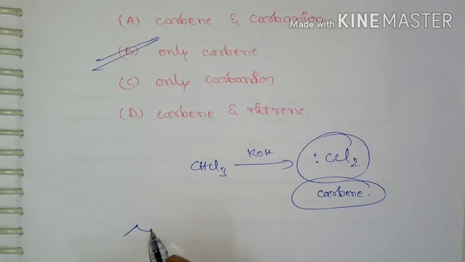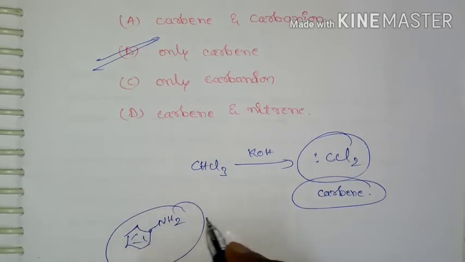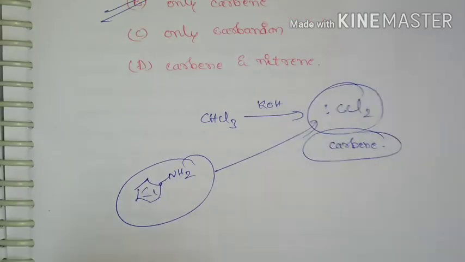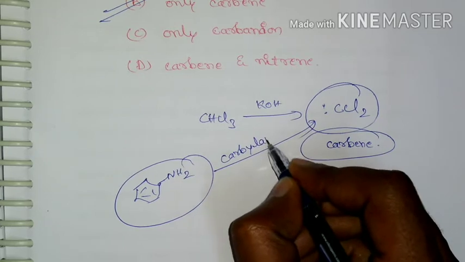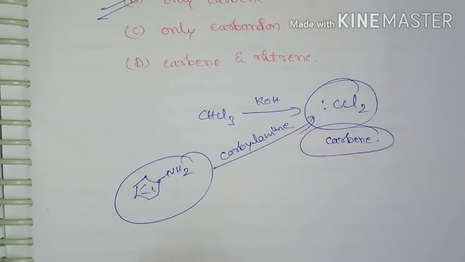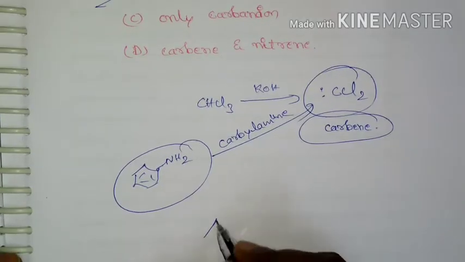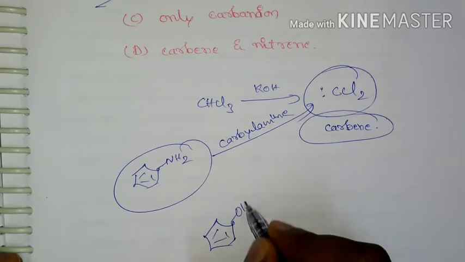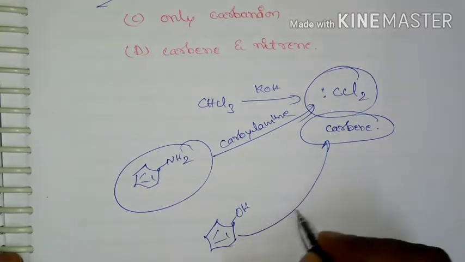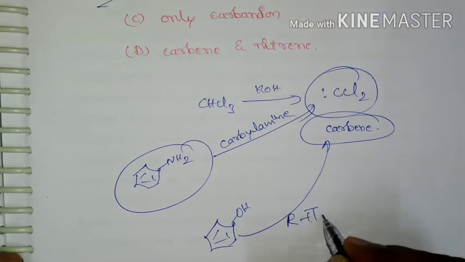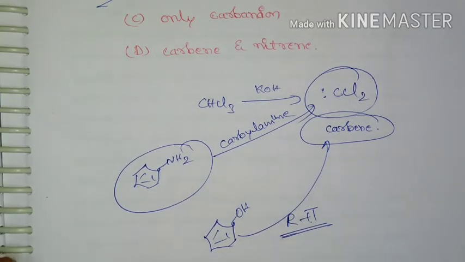Means in the carbylamine reaction we are going to react this dichlorocarbene with aniline. So this is the carbylamine reaction. If we take phenol and do the reaction with dichlorocarbene, then this is known as the Reimer-Tiemann reaction, and in both cases only carbene is involved, so there are no other reactive intermediates.